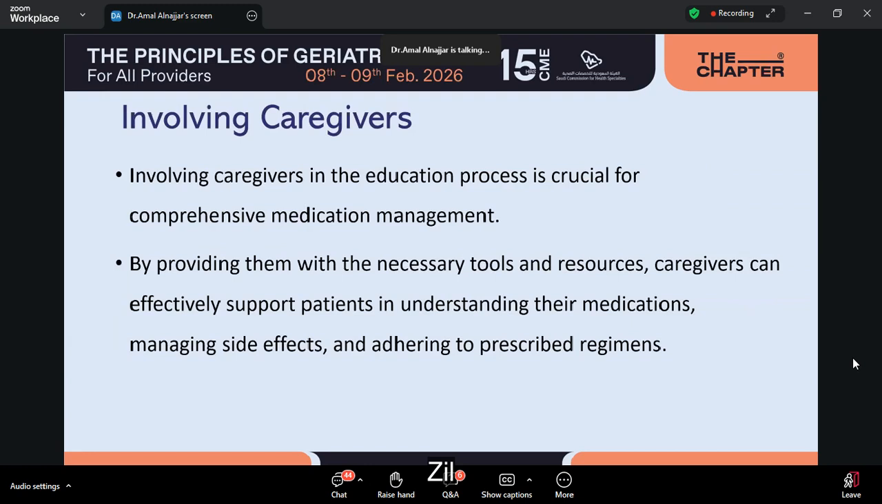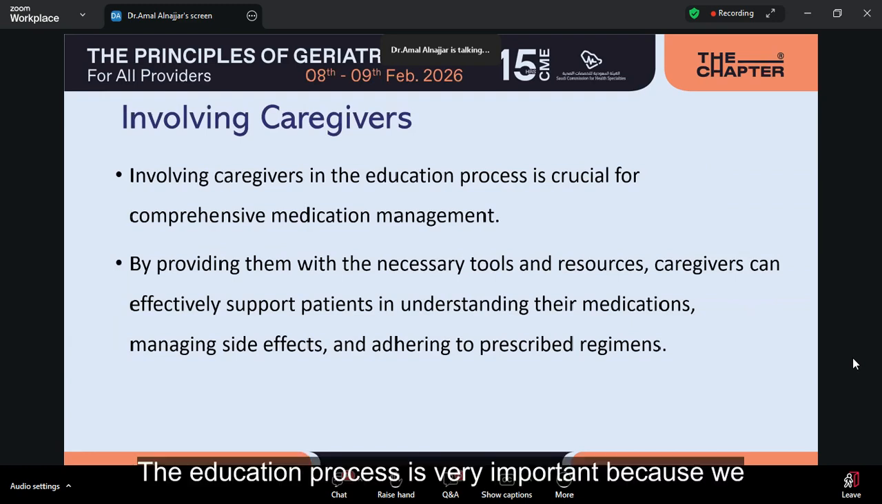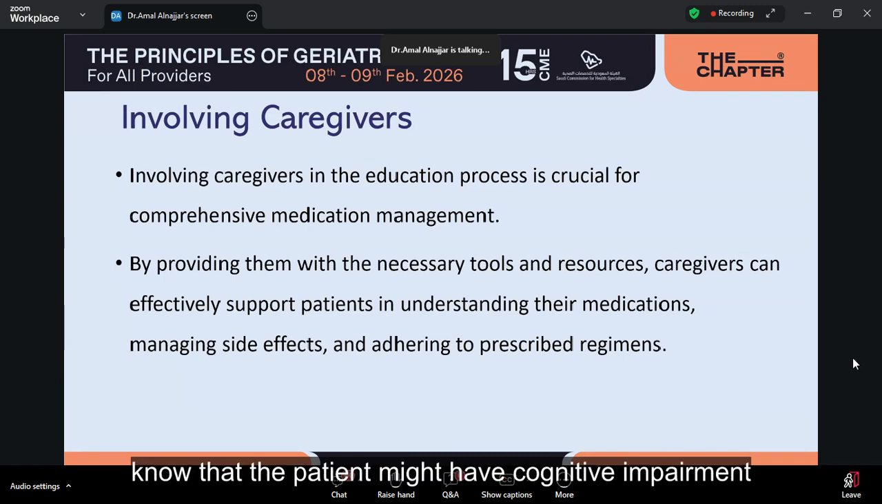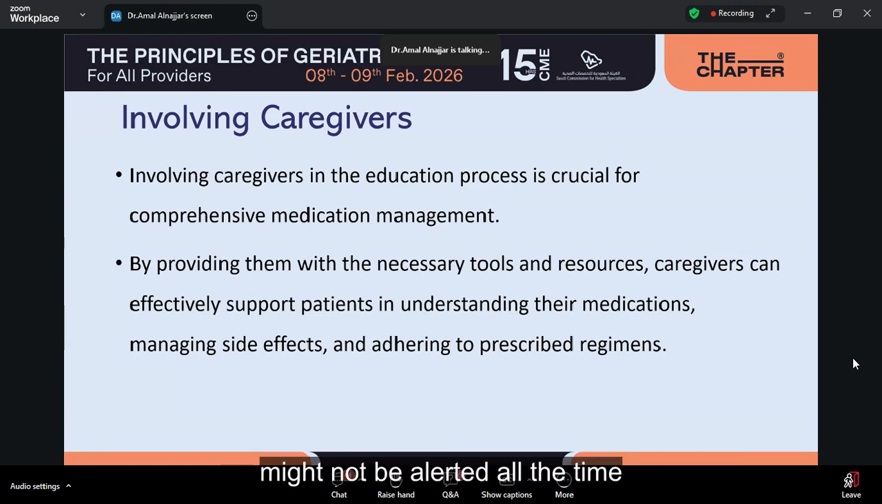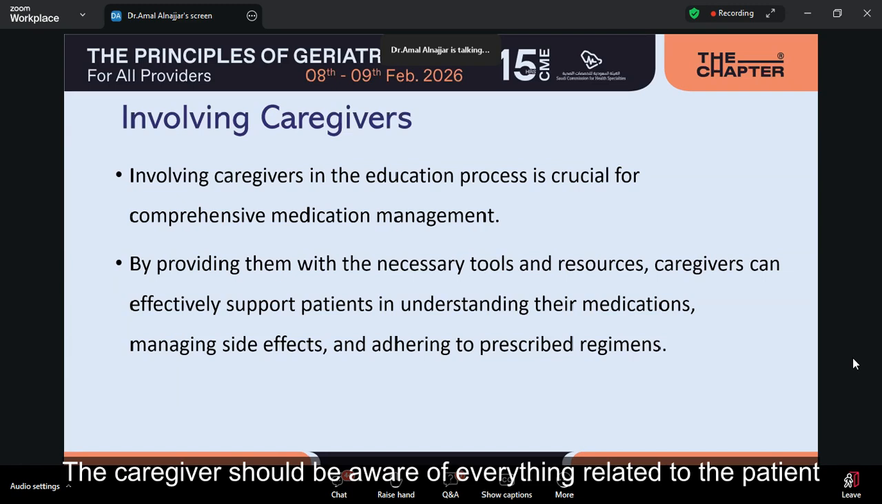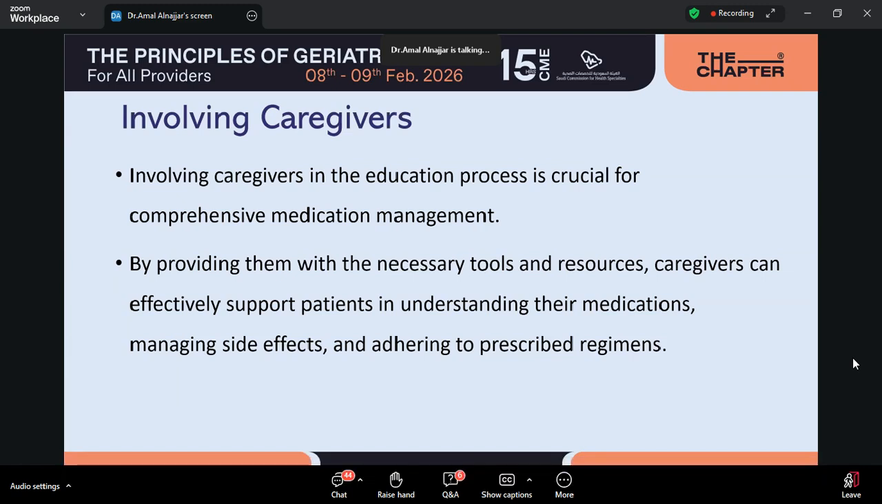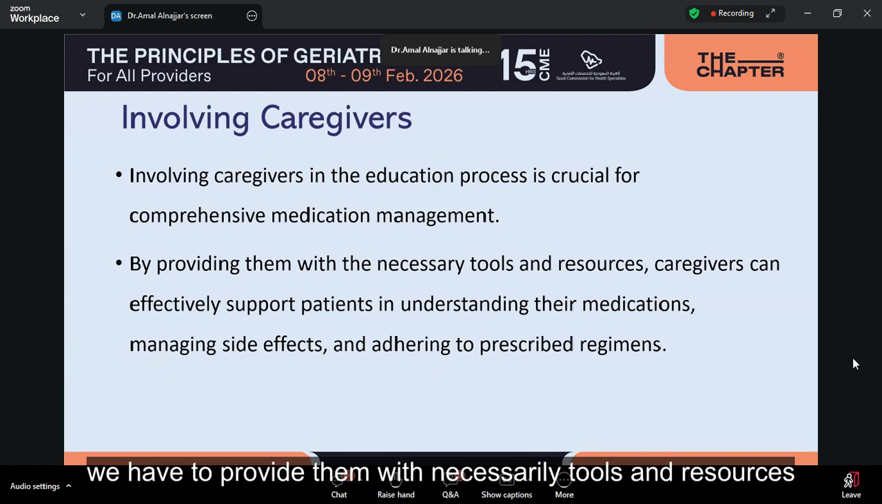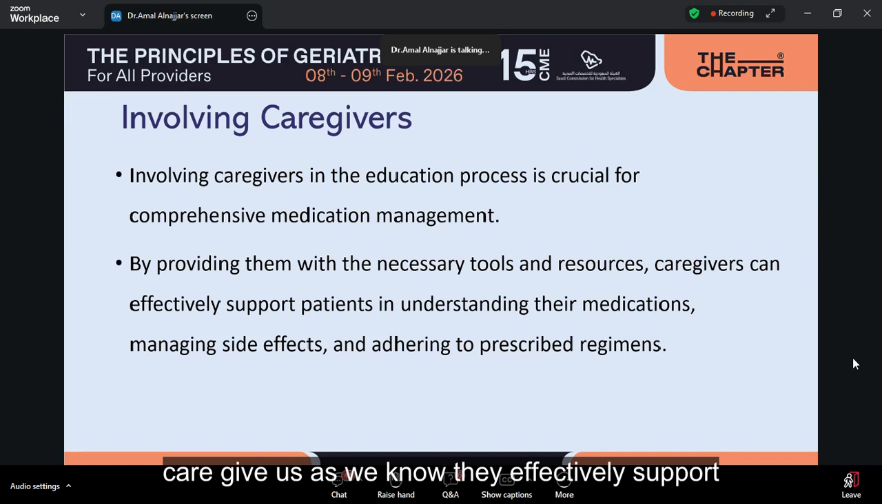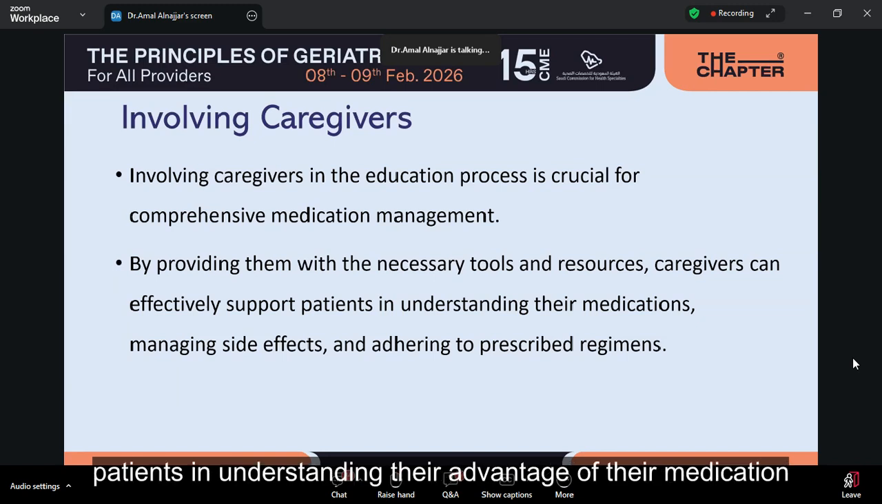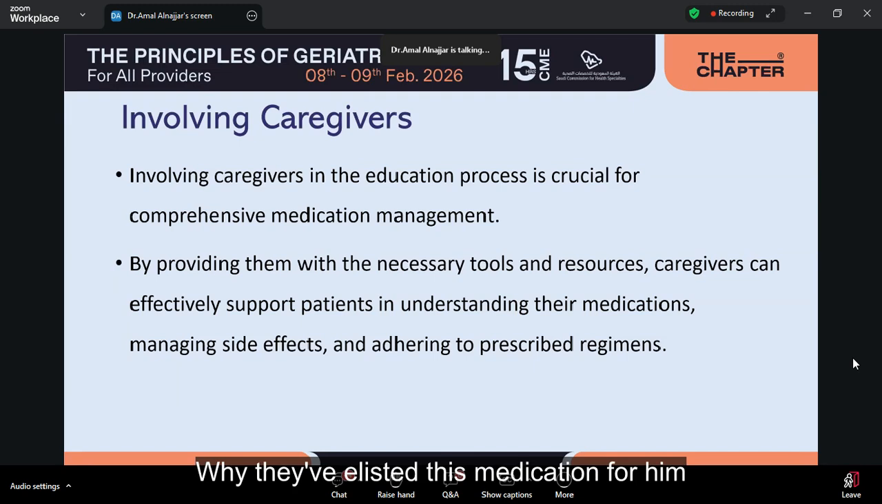Involving caregivers in the education process is very important because we know that the patient might have cognitive impairment, might not be alert all the time. The caregiver should be aware of everything related to the patient. We have to provide them with the necessary tools and resources, and caregivers, as we know, effectively support the patient in understanding the advantage of their medication, why this medication was prescribed for him, why this side effect has happened, how to manage this side effect, and to improve his adherence to the medication.